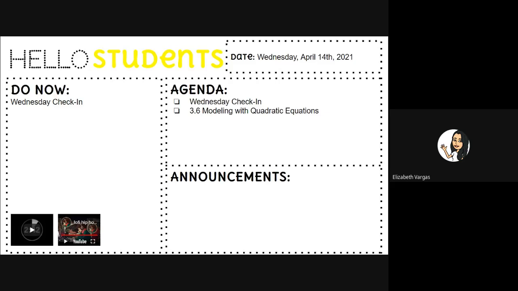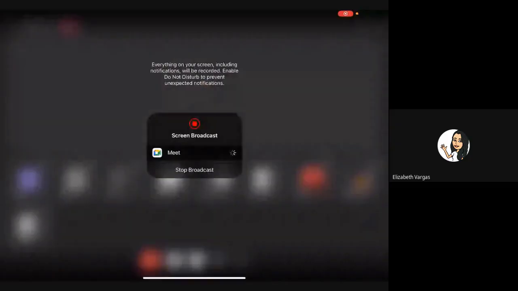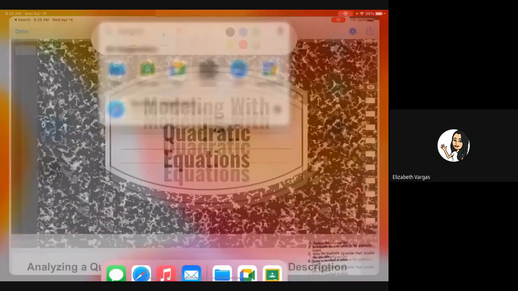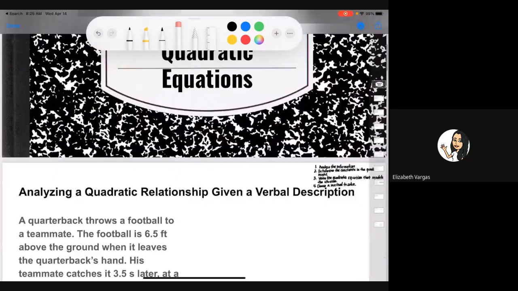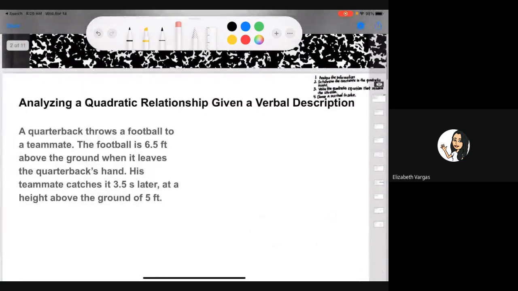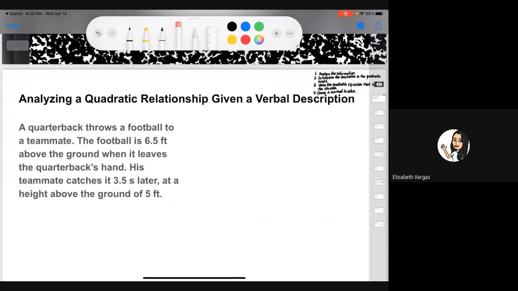So based on the type of diagram that we get or the type of information we get, we're going to be able to create a quadratic equation that models that information. So today is modeling with quadratic equations. We're going to look at these different types of information.